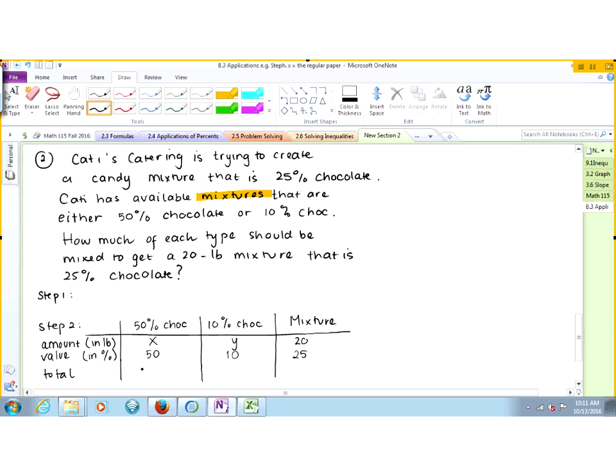So now, what about the total? We're going to multiply each one of them. So what do I have here? 50x, and the other one? 10y. What about the last one? 25 times 20, which is 500. All right. So this is how it looks. So X is the amount of 50% chocolate, and then Y is the amount of 10% chocolate. Is that right? Okay.